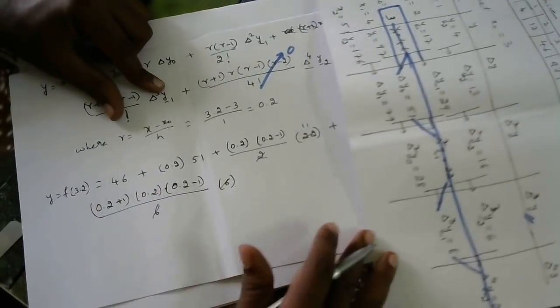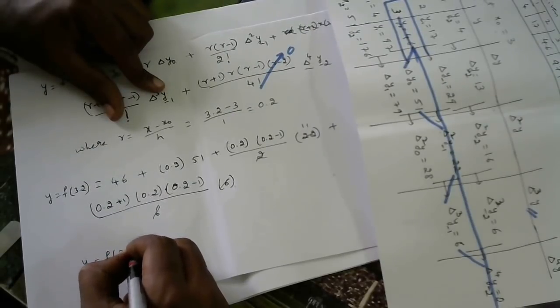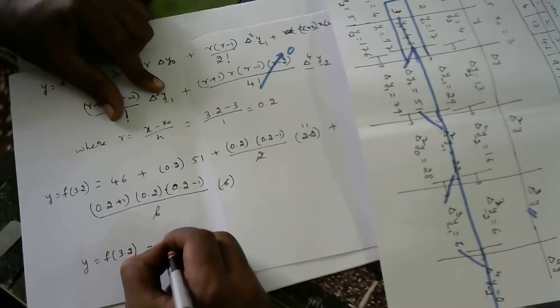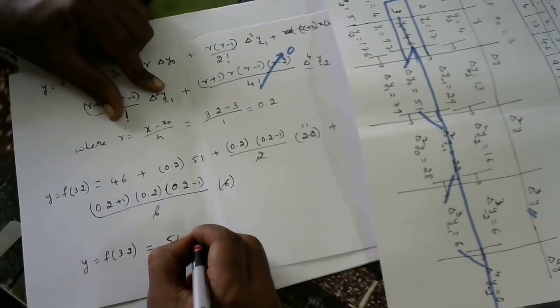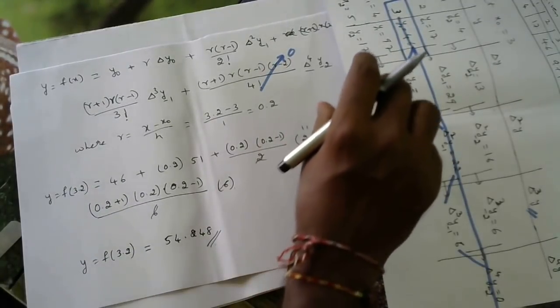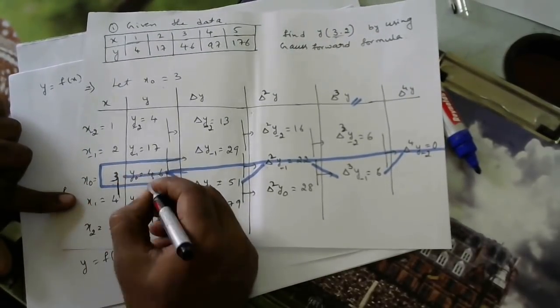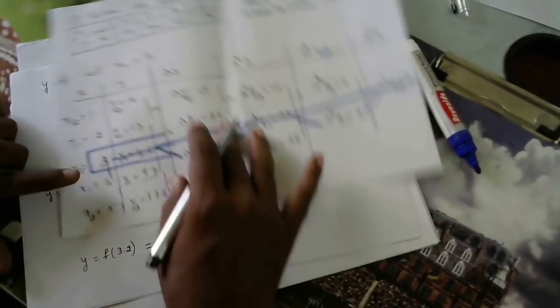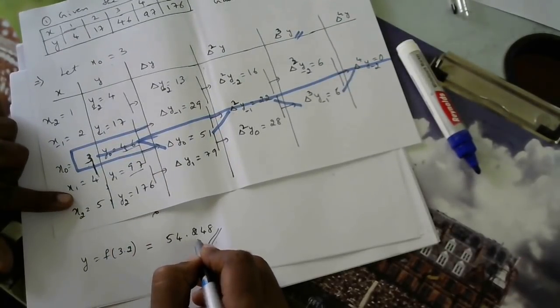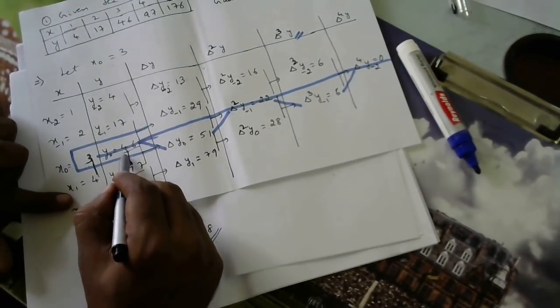So if you multiply all these things, y is equal to f of 3.2 equals, we'll get 54.248. If you calculate, you will get the answer 54.248. So here 3.8 is in between 3 and 4, we get 46 to 97. So what is the answer? 54.98. Then 54 is between 46 and 97 only, you will get.